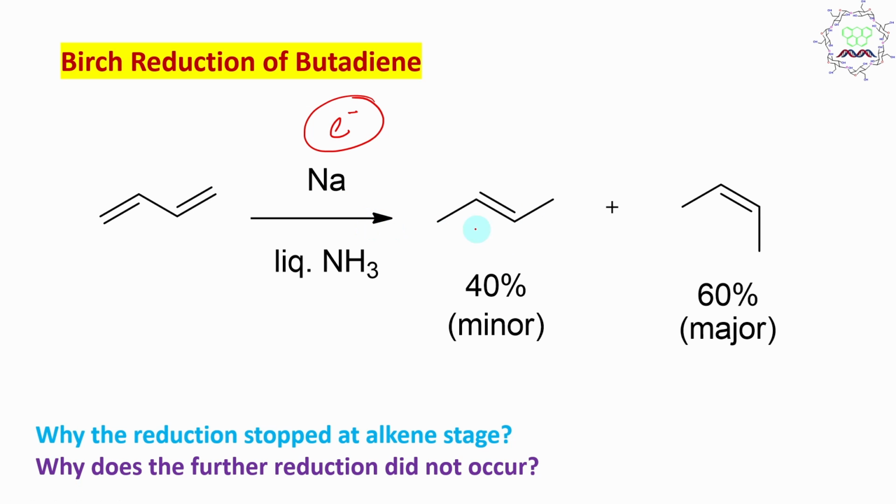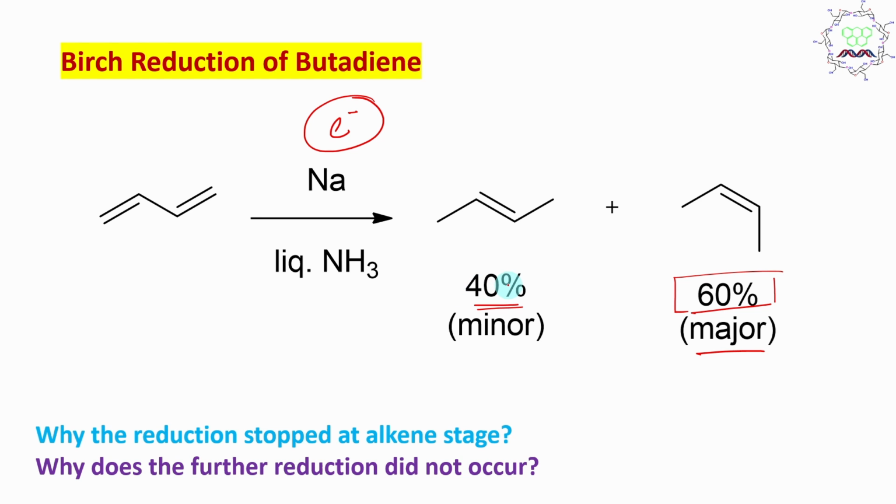Now, okay, so it reduces. By the way, I'm not going into the mechanism, you may visit that video, I shall provide the link. Now it produces 40% trans product minor, cis product major. Yes, student, you may feel surprised, sir, why is the major product cis? Actually there is an orbital interaction. I'll provide the video, you'll visit there, I'm not going to discuss it here. So this is another reaction.